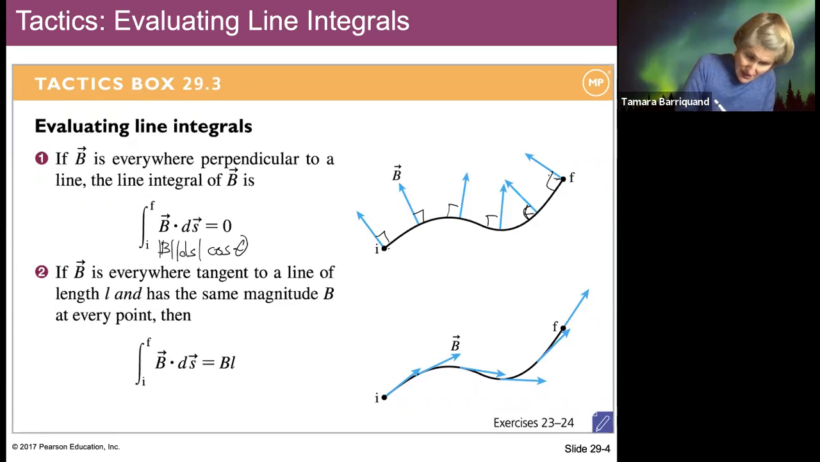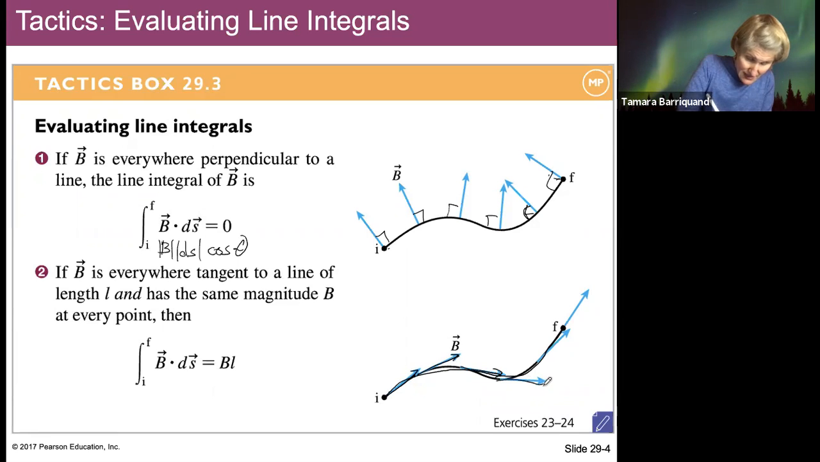Now let's look at this example down here. Here is our same line segment going from I to F in that direction. And in this case, what we see is that the magnetic field is everywhere tangent to the line. So all of these vector B's are now tangent to the line.